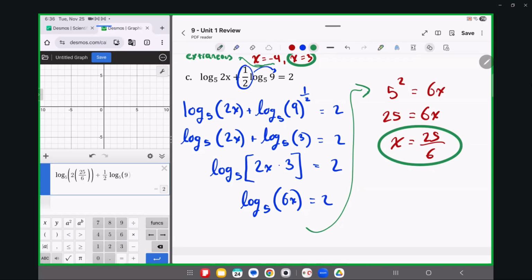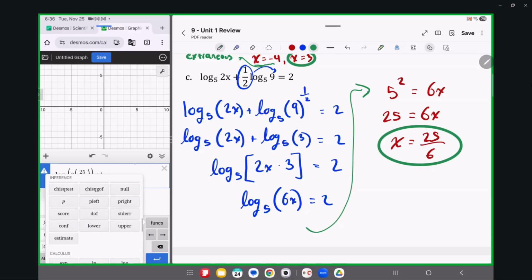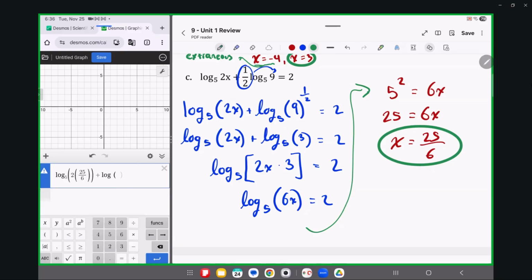Now, we could have used the simplified version of this. Instead of 1/2 log base 5 of 9, we could have just used log base 5 of 3. That doesn't change what our answer is going to be. So we end up getting the same thing. I just prefer to use the original because if we made a mistake somewhere in the middle, we might as well compare against the original because the original is where we started.